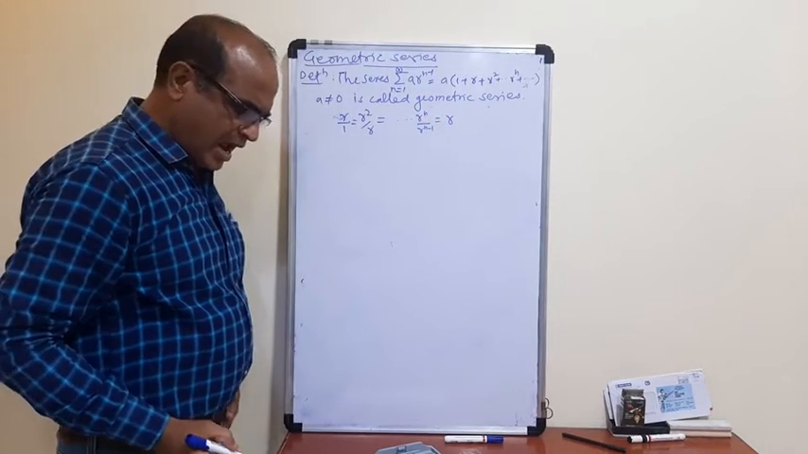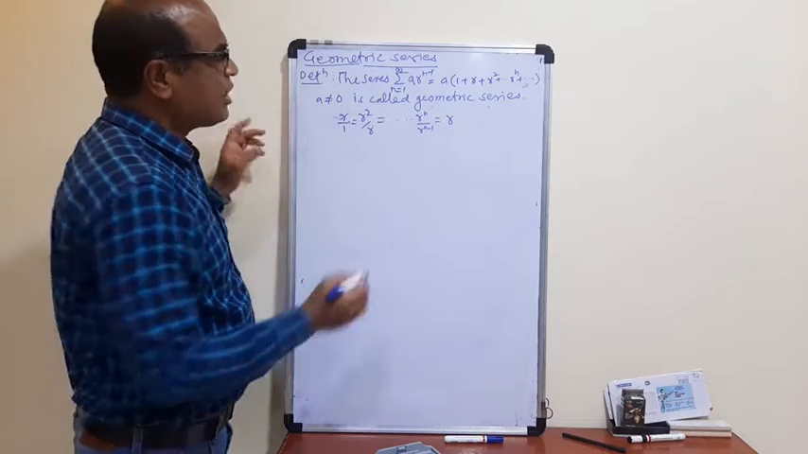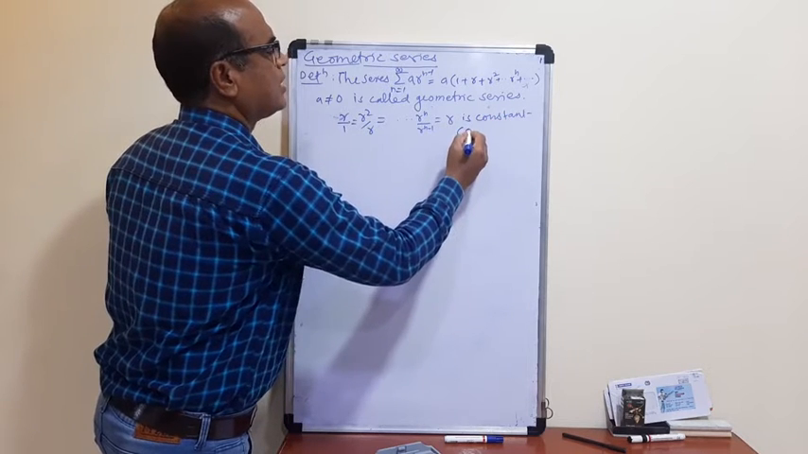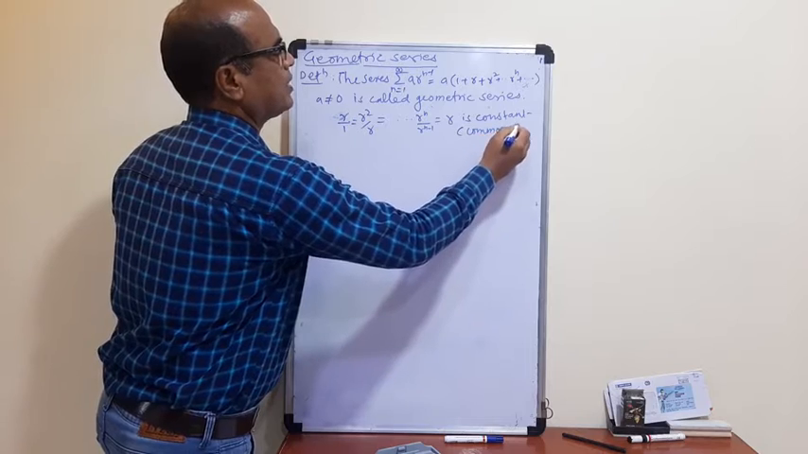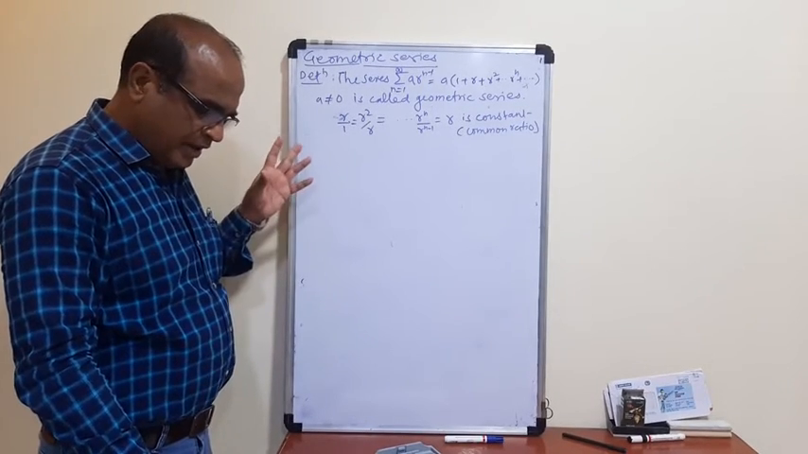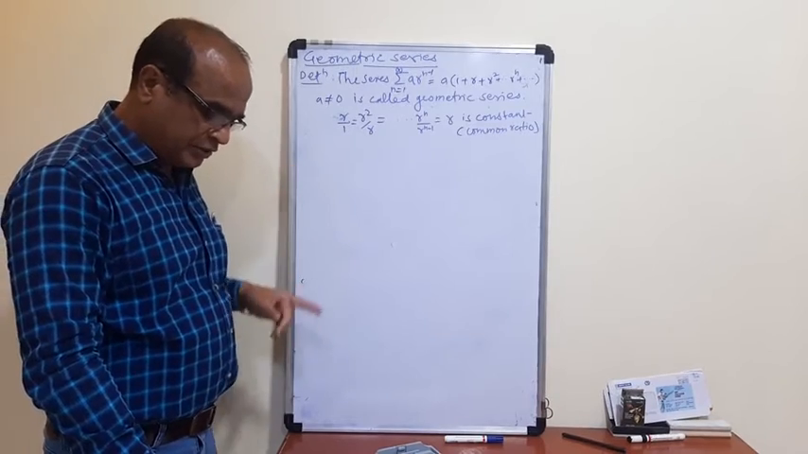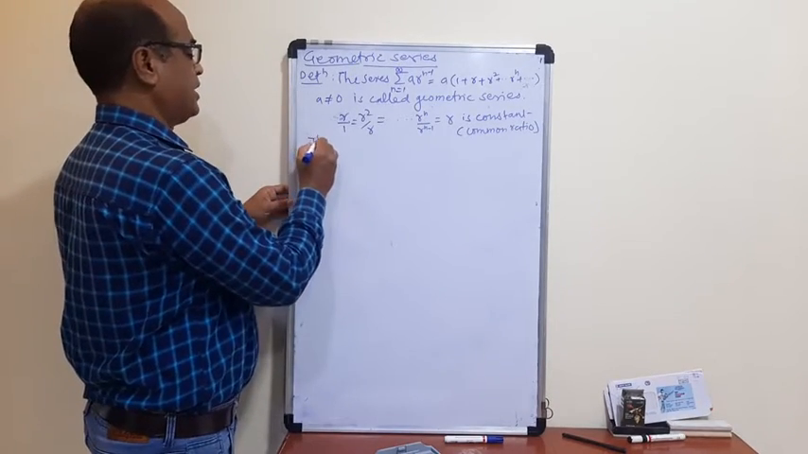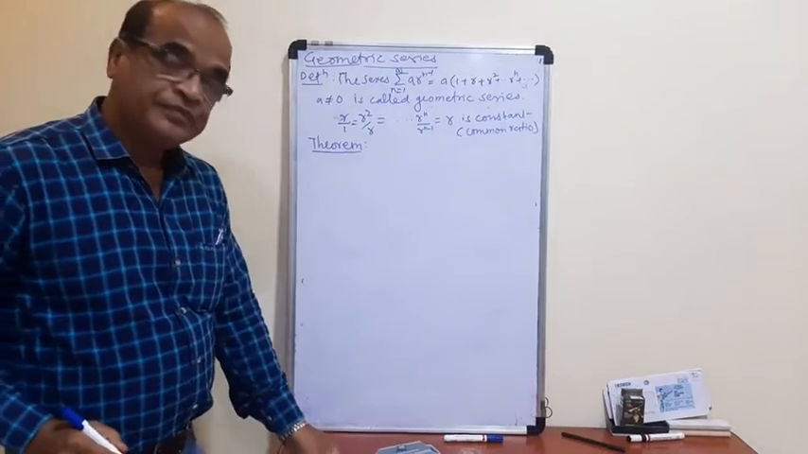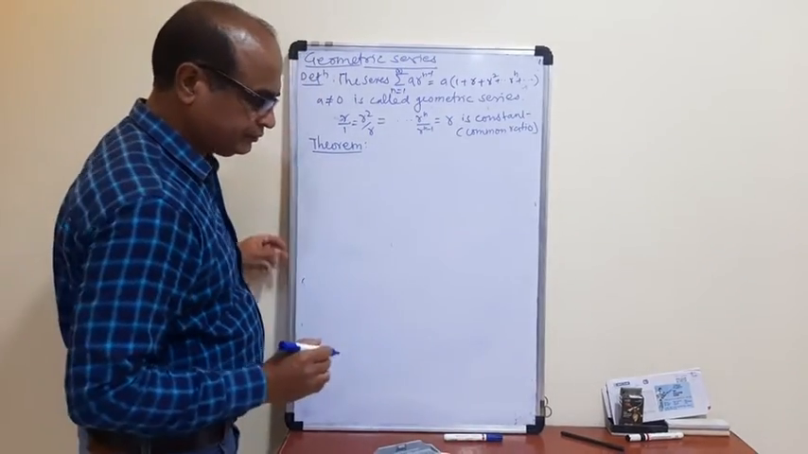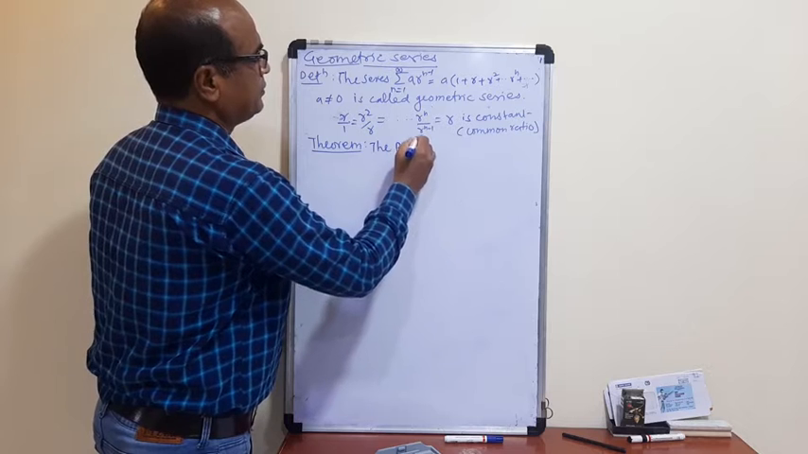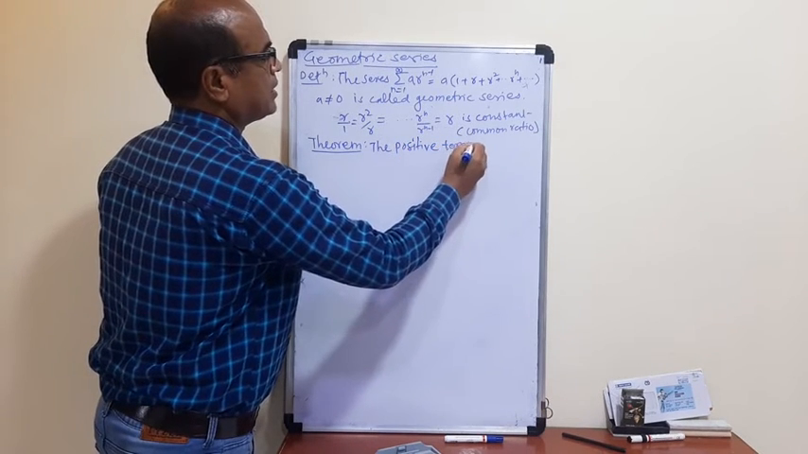And this is constant, and this is called the common ratio. Okay, common ratio. So this is called a geometric series with common ratio r here. So we take a theorem, a very simple theorem. What is the convergence of the geometric series here? The positive term geometric series.